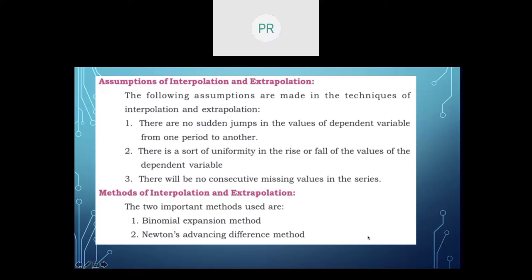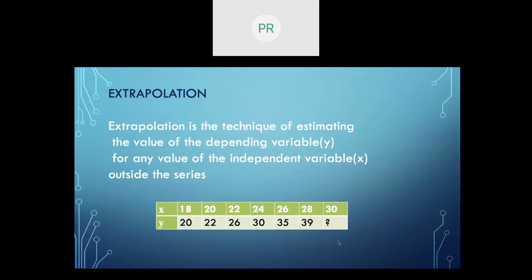Certain assumptions that we make while calculating interpolation and extrapolation are, we can see that there are no sudden jumps in the values of the dependent variable, and it also follows certain uniformity in the values. You can see that even though the values are not increasing proportionately, it is following a tendency. We can see that the value is increasing. It is an increasing trend and there are not many fluctuations or variations or sudden jumps seen in the values. So these are the first two assumptions.